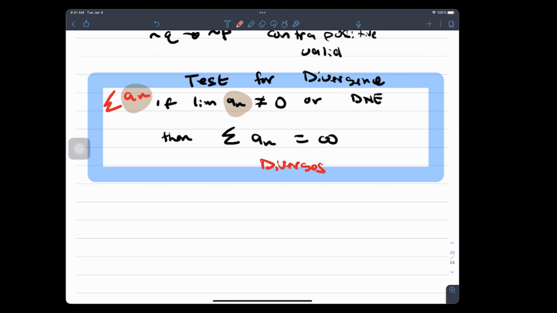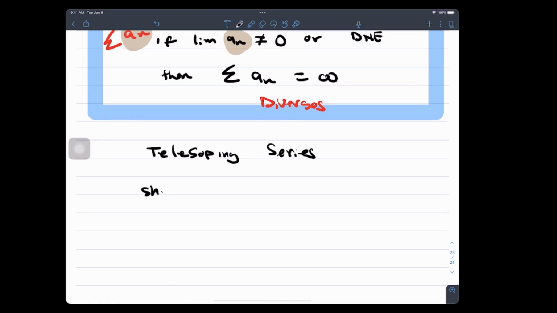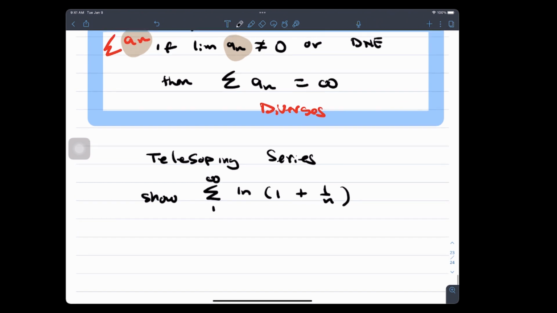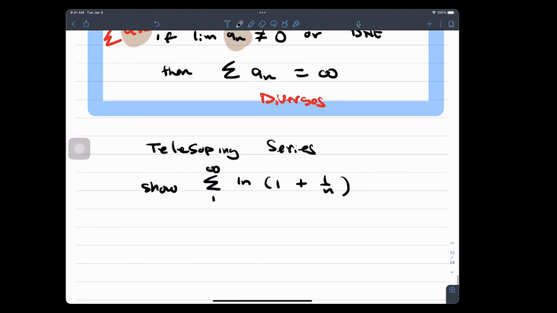And I'll give you another example of a telescoping series. Okay. And this time they're going to say: show that this series here diverges.